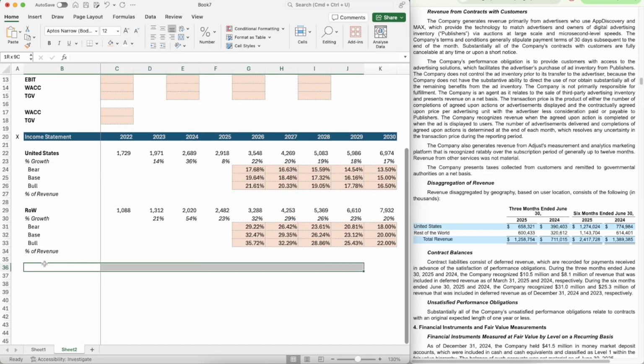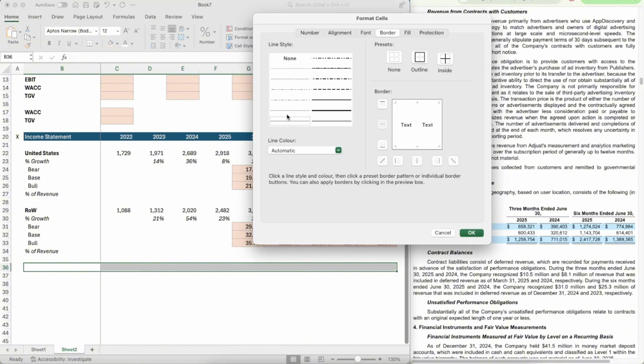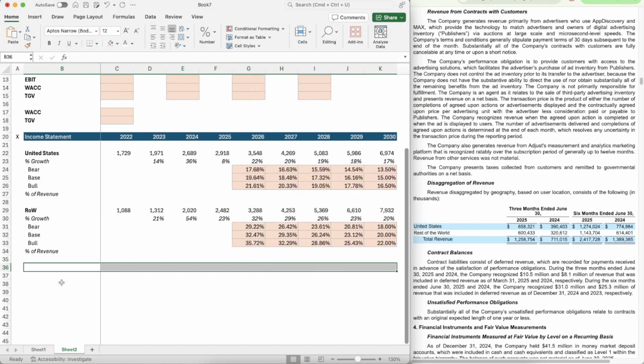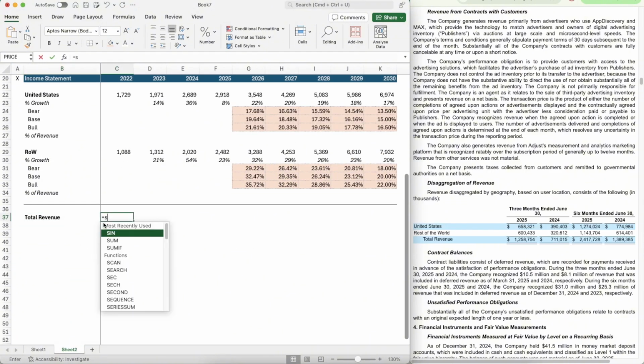Yeah, we need to just do our totals. Border, put a line. And we go total revenue, make this in bold, and this is just equals sum.